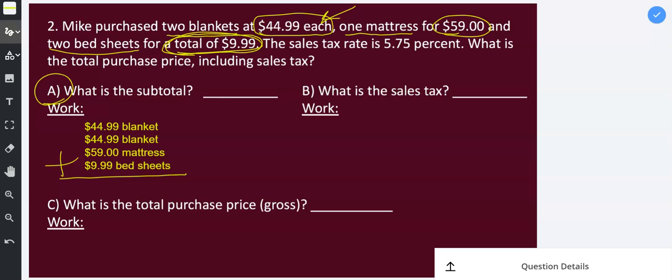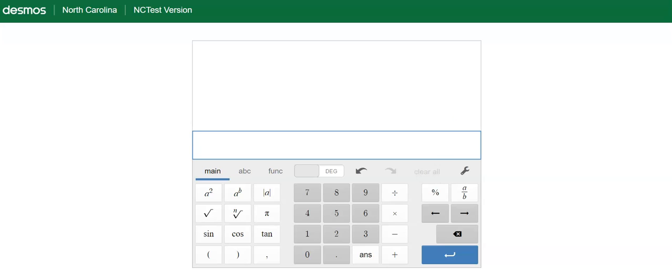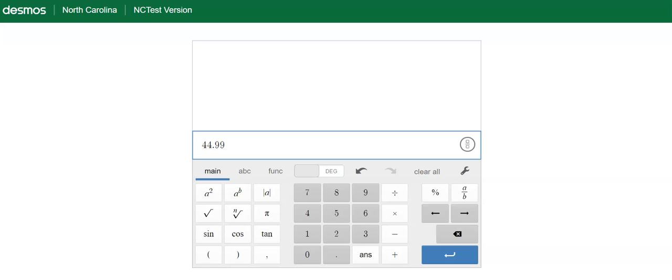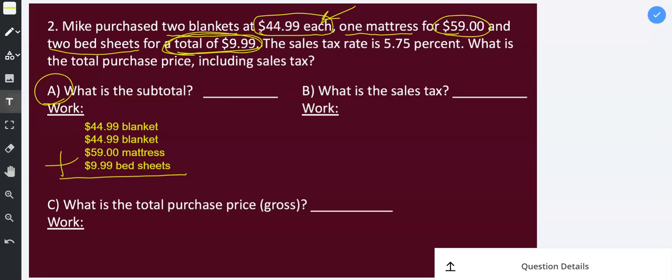We add those together to get the subtotal. So let me go over to the calculator, and I'm going to type in the $44.99. And instead of typing in $44.99 plus $44.99, I'm just going to multiply that by 2 since there's 2 of them. Then I'm going to add to that the $59 for the mattress and the $9.99 for the 2 bed sheets. And I get a subtotal of $158.97. So that's the subtotal.